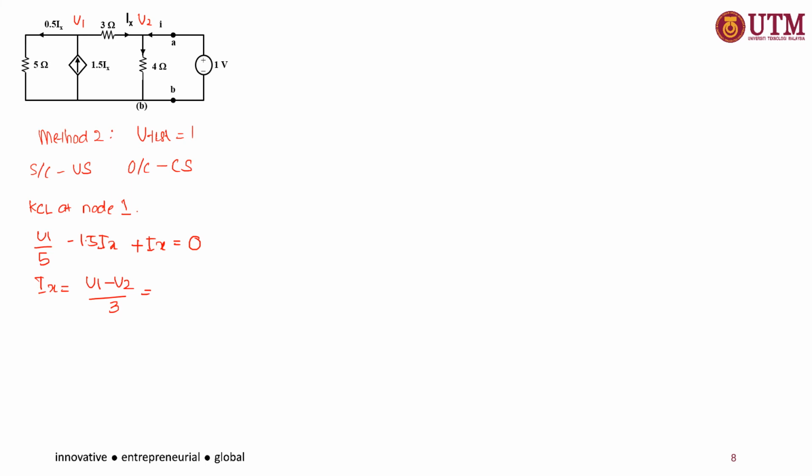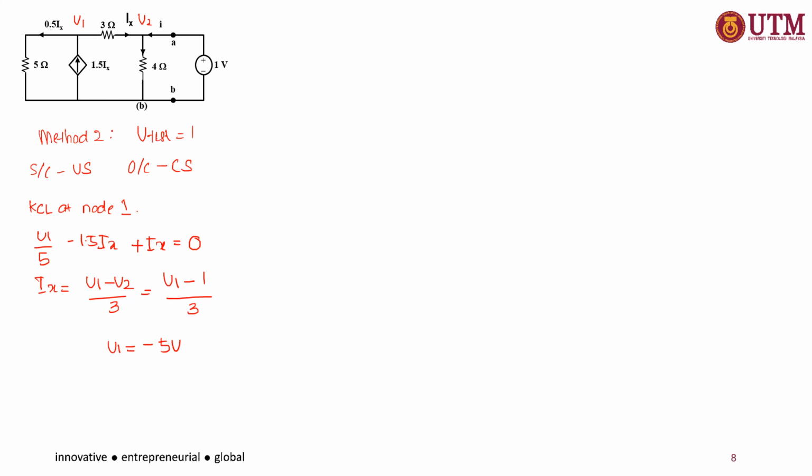And your V2 here is actually equal to 1. Okay, so you can use V1 minus 1 divided by 3. Okay, so now if you simplify this, you will get your V1 is equal to minus 5 volt.